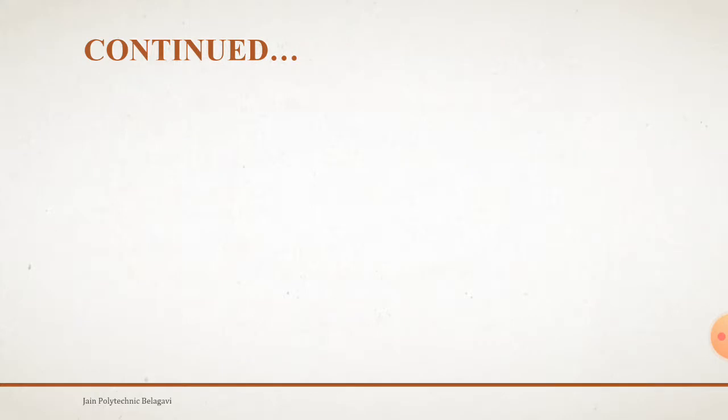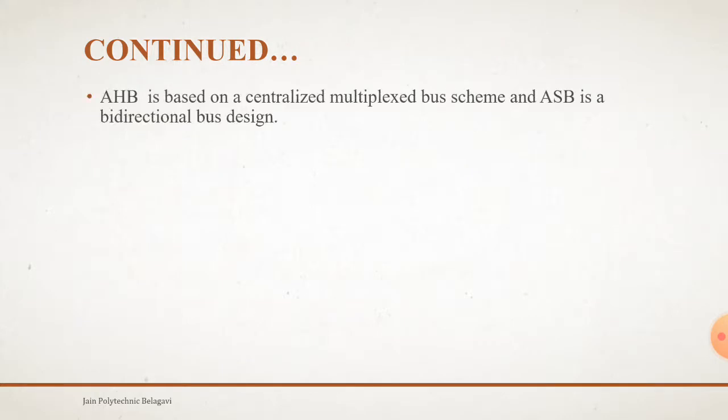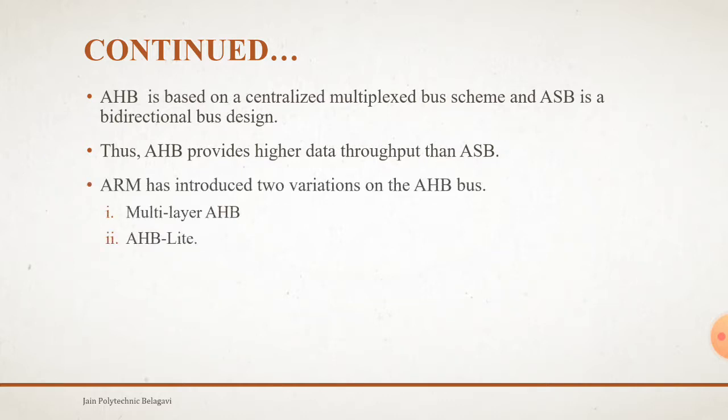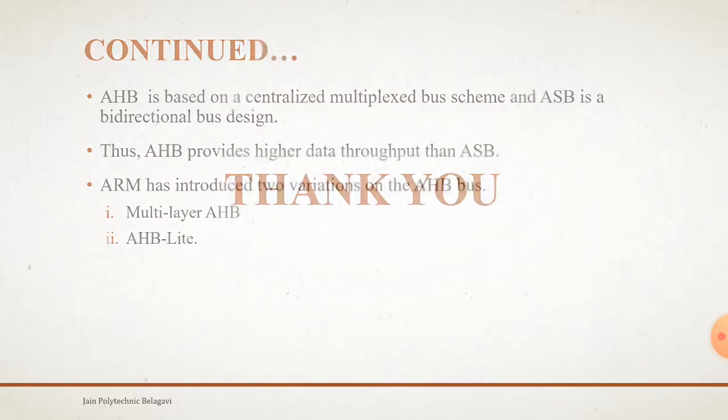AHB, that is ARM high performance bus, is based on a centralized multiplexed bus scheme, and the ASB, that is ARM system bus, is a bidirectional bus design. Thus AHB provides higher data throughput than ASB. ARM has introduced two variations on the AHB bus, that is multi-layer AHB and AHB Lite.